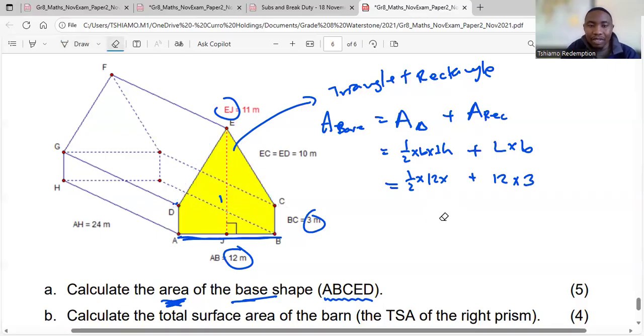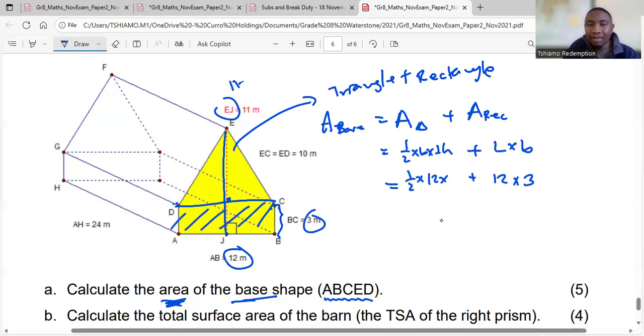Let me just remove this. Can you see EJ? It's this whole length, but the triangle only starts there. So meaning this part is already covered in the rectangle. So I'm going to say 11 minus 3, which is 9. 11 minus 3 is 8. Sorry. So meaning the height is 8. So I'm going to write 8 there.